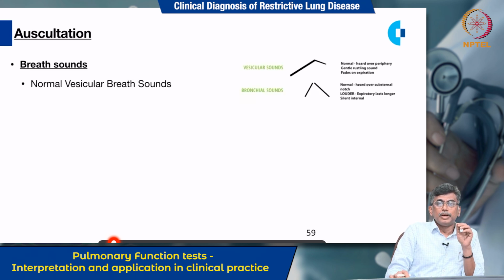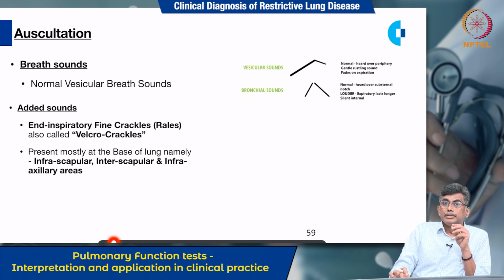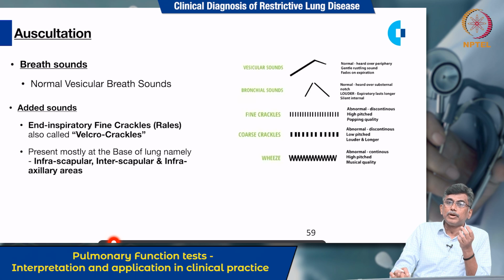The breath sounds are usually normal vesicular, but the added sounds help us to diagnose. It is the diagnostic feature of the diffuse parenchymal lung disease, also called interstitial lung disease. What we see is end inspiratory fine crackles or rales. This is called velcro crackles.